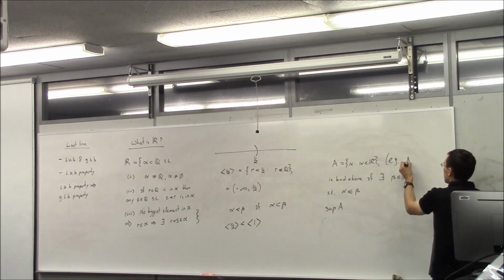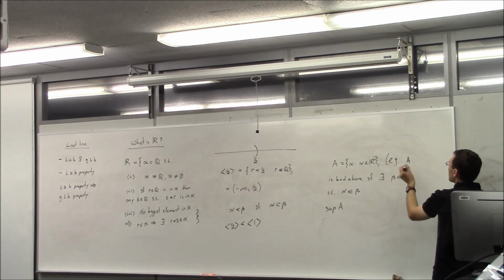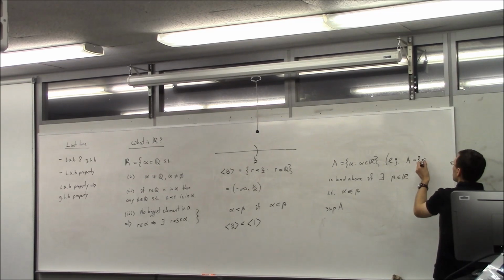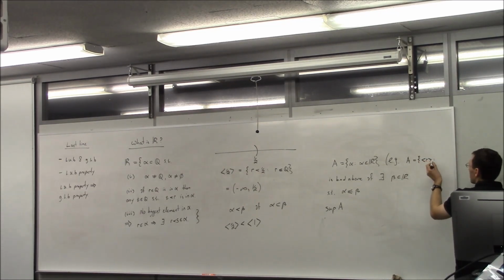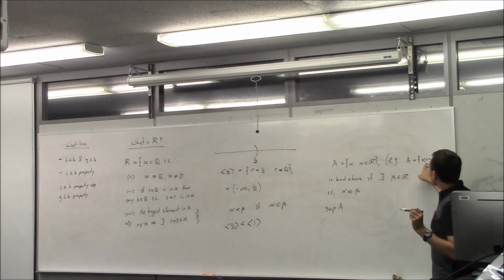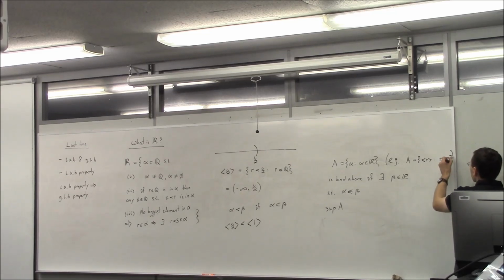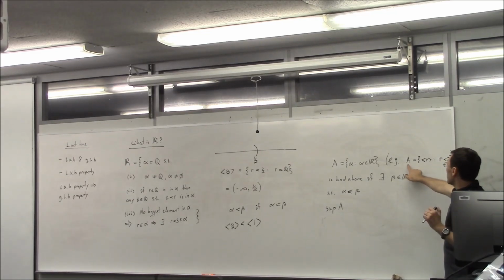So let's say A is equal to the set of numbers R, such that R is a rational number, and R is less than 2. Okay? So what this set is, what sets are inside this A?